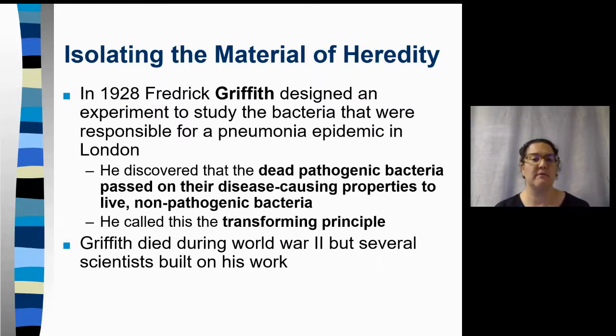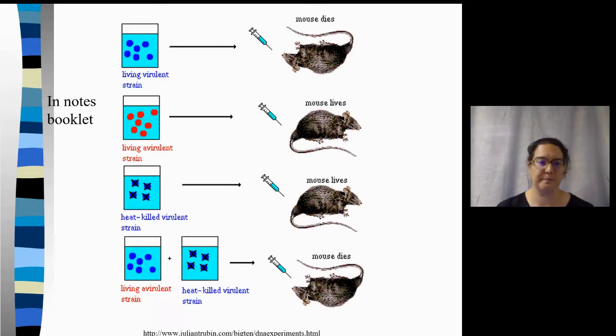In 1928, Frederick Griffith designed an experiment to study the bacteria that were responsible for a pneumonia epidemic in London. So he discovered that dead pathogenic bacteria passed on their disease-causing properties to live, non-pathogenic bacteria. So they were able to share their material. He called this the transforming principle. Griffith died during World War II, but several scientists continued to build on his work.